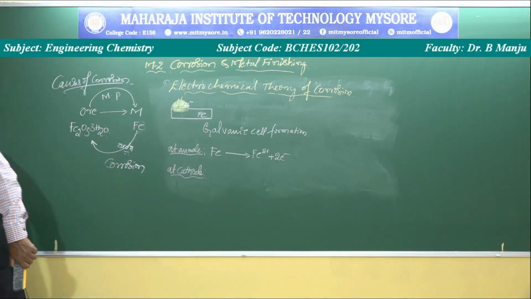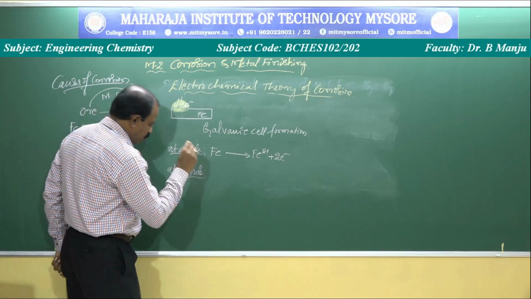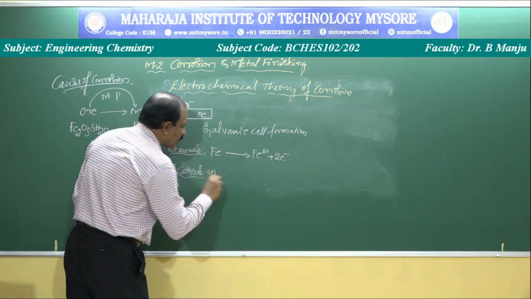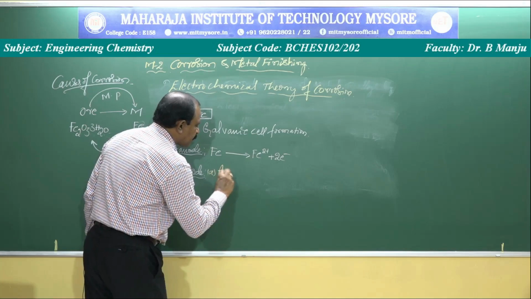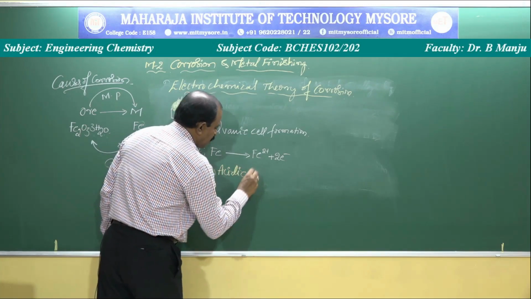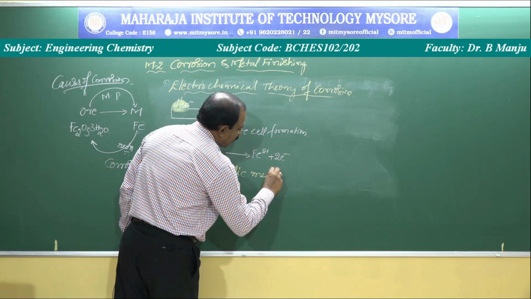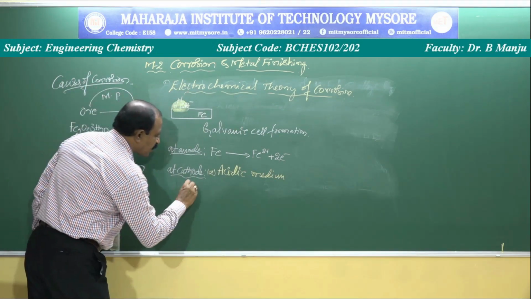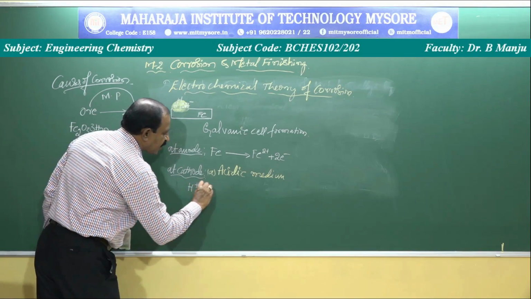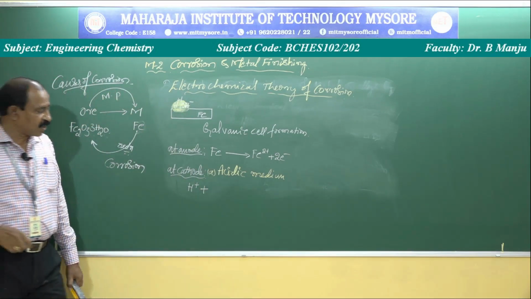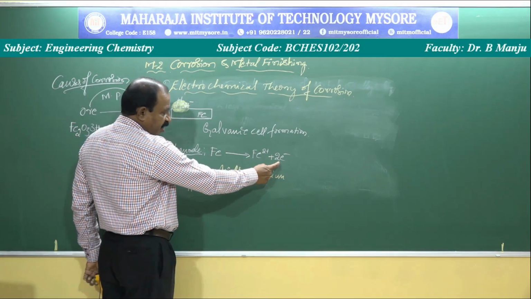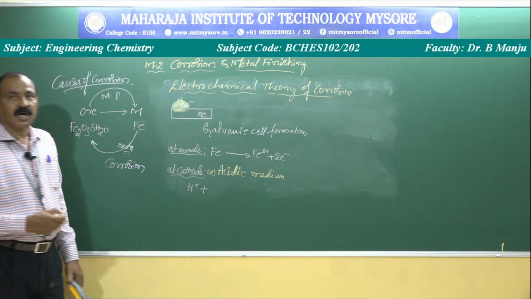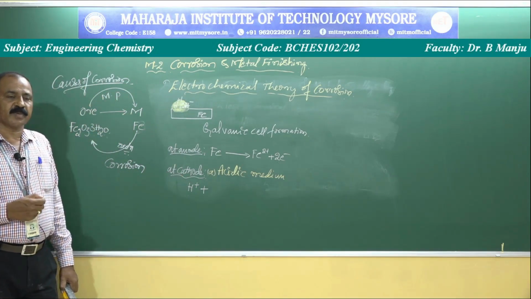Okay. At cathode, I'll consider the different conditions. The first condition, suppose it is acidic. This is an acidic medium. Now, in the acidic medium, what ions are available? In the acidic medium, H plus ions are always present. The H plus ions are present in the cathodic region, and the electrons liberated at the anodic region are gained at cathode. At cathode, always a reduction reaction takes place.